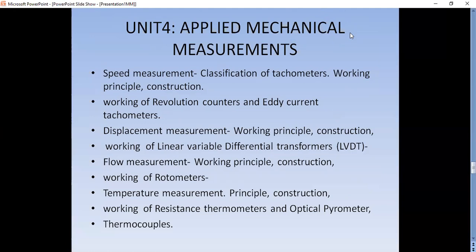The classifications of tachometers, working principles and constructions, working of revolution counters and eddy current tachometers. Then displacement measurements, working principle and construction, and working of linear variable differential transformer. Then we have flow measurements, working principle and construction, that is rotameter. Then we have temperature measurements, that is principle and constructions, working of resistance thermometer and optical pyrometer. And at last we'll study the thermocouples.